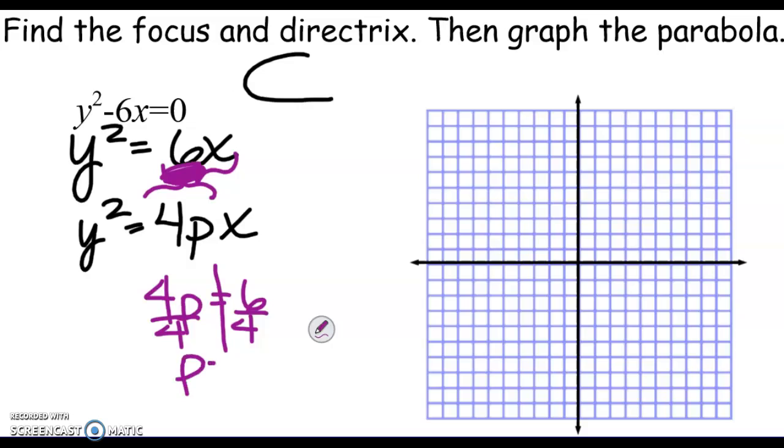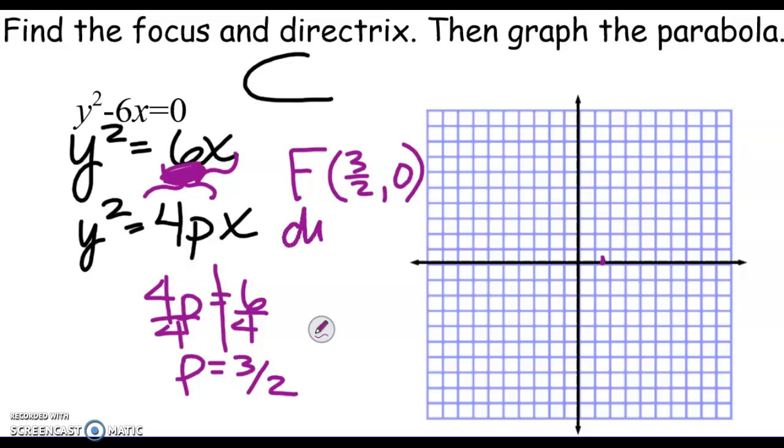Do you see it? So that means that 3/2 is right about there because it's 1.5. So my focus is at 3/2, 0. Therefore, my directrix is the other way, and it's an up and down line, so at x equals -3/2. So I'm going to draw that in. -3/2 is, that's not perfect, but it's pretty good.